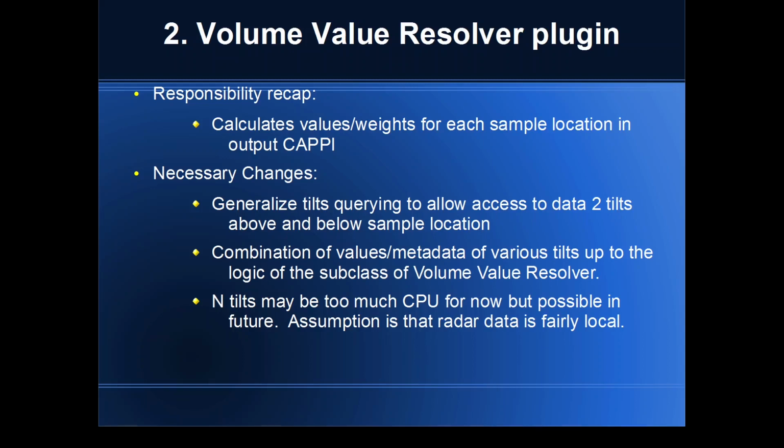The changes from multiple tilts also affect the way this plugin works. Given a set of contributing elevation angles for a location, the resolver can query information about any tilt of interest. This provides information such as the data value of that tilt and other meta information. It is then up to the volume value resolver to mathematically combine the values as it sees fit. Basically, we also need to be able to query information from multiple tilts for a sample location. N tilts may be too much CPU for now, but it could be possible in the future. The assumption is that data values that affect the sample point are local in nature, with diminishing effect with distance from the sample location.